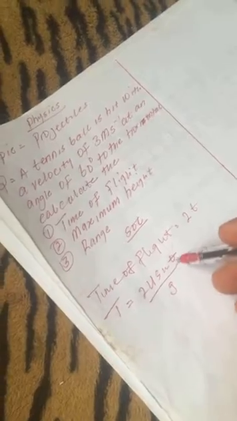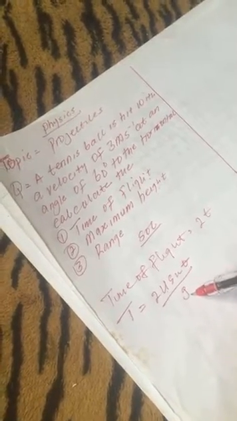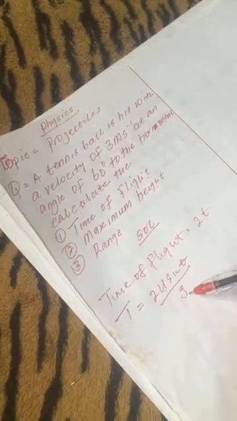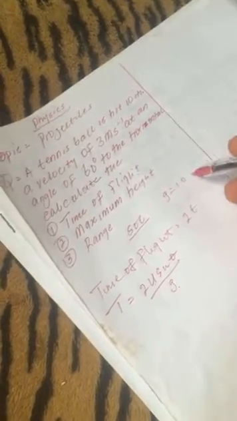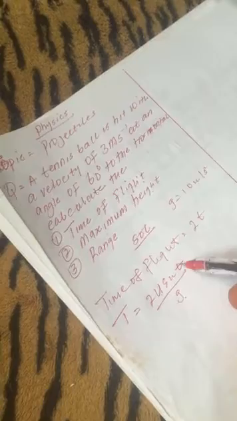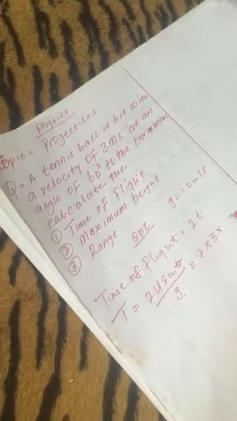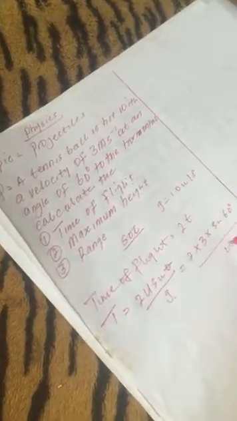The u there is the initial velocity, which was given to us as 3. The g is the acceleration due to gravity, whose value is 10. So don't forget, the value of g is always 10 meters per second squared. Then we are given the angle, which is 60. So to solve this question, I'm going to have 2 times 3 times sine 60 degrees all over 10.